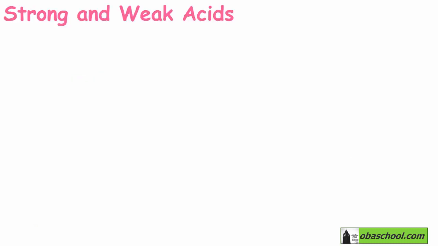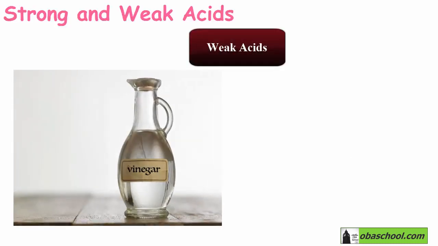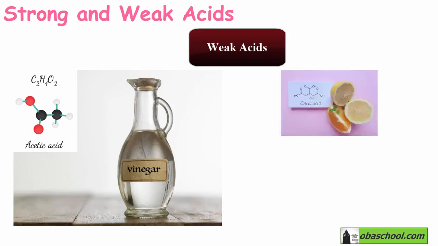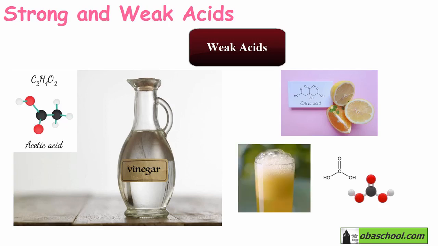Other acids are called weak acids, and examples of weak acids include ethanoic acid, which is found in vinegar. Its common name is acetic acid. Citric acid, which is found in citrus fruits. And carbonic acid, which is found in rainwater or in fizzy drinks. These are examples of weak acids which aren't harmful even in concentrated solutions. So ethanoic acid and citric acid are used in our food, and thus they are not harmful.